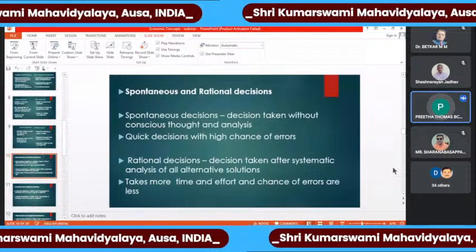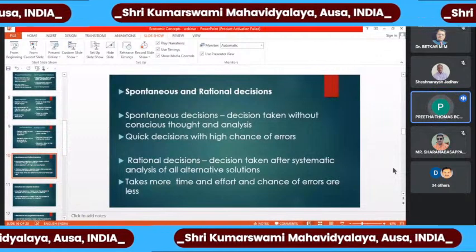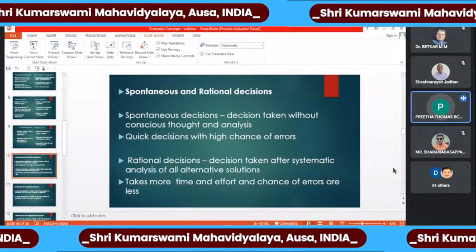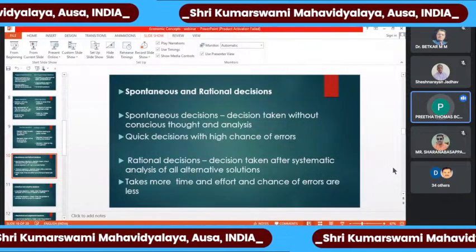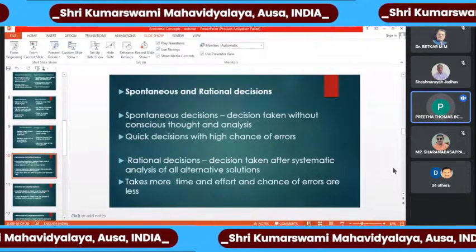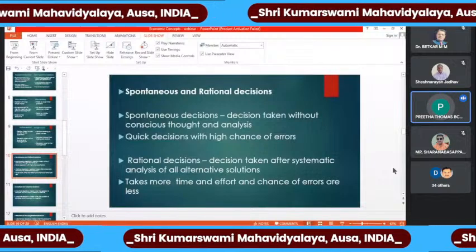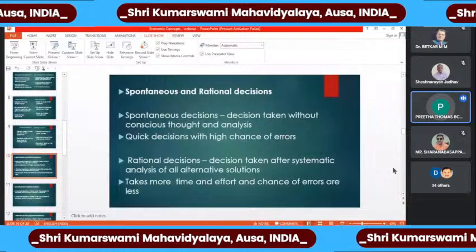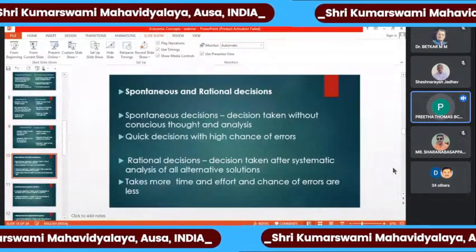Okay. Then you have spontaneous and rational decisions. Spontaneous means without thinking, we take some decisions, no? Those decisions are known as spontaneous decisions. So they are quick, but the chances of errors are very high. Rational decisions mean what? Rational decisions are decisions that are taken after systematic analysis. We said about the process, right? If we go through the entire process, evaluate alternatives, then take decisions, that is what is known as rational decisions.